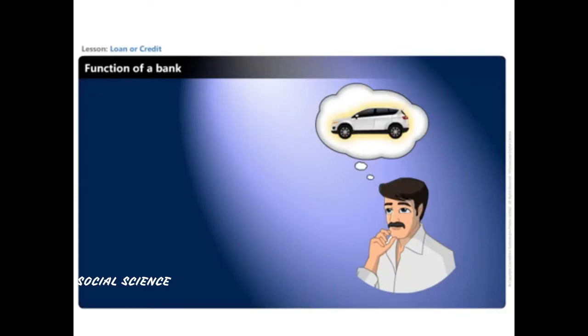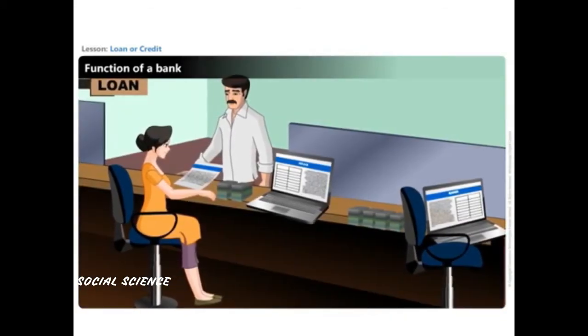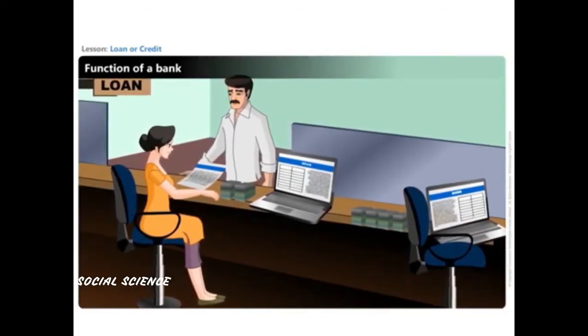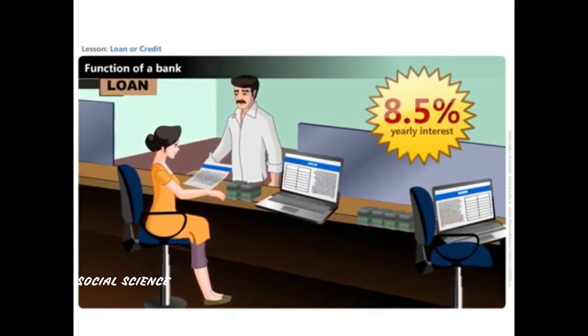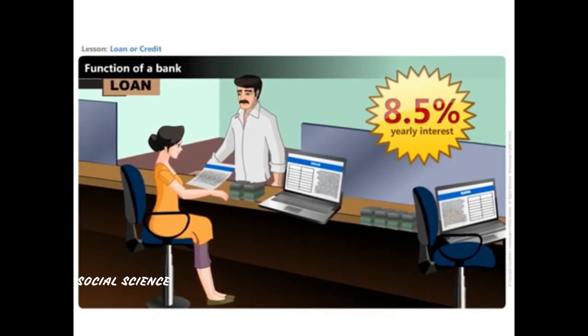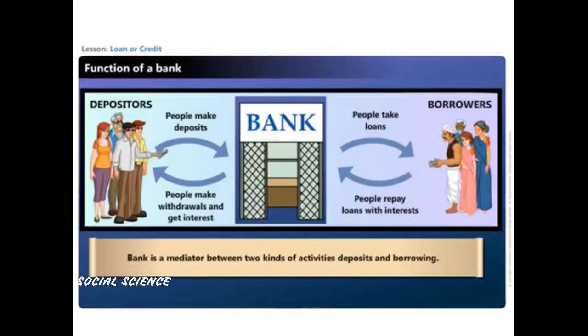Now he has planned to buy a car, but he does not have the required amount to buy a good one. He requests the same bank to give the remaining amount, which is payable in monthly installments. On receiving this amount, he has to pay about 8.5% yearly interest to the bank. Who is acting as a mediator for all these activities? Bank is a mediator between two kinds of activities, deposits and borrowing.